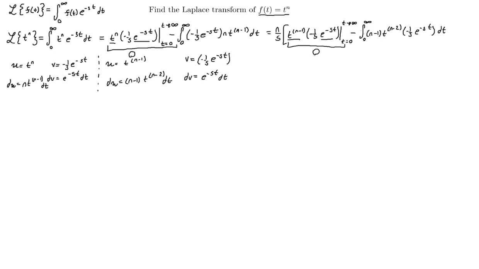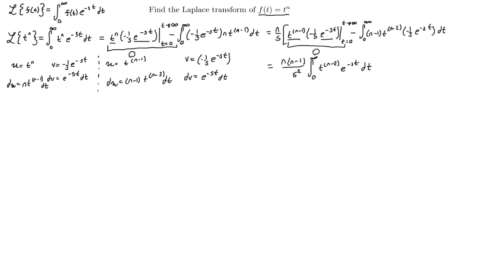And so then I'm left with an n over s, so then I'm left with this. N times n minus 1 over s squared times the integral from 0 to infinity t to the n minus 2 e to the minus st dt. So as you can imagine, here's what's going on.